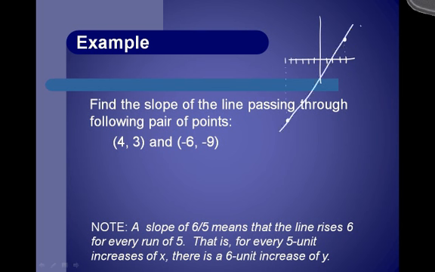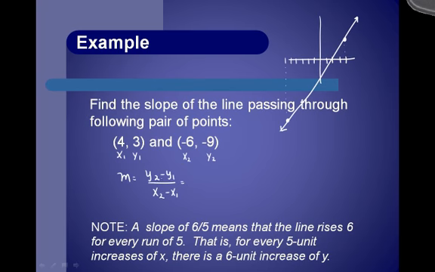You notice the line is actually going up from left to right, therefore we know we're going to have a positive slope. So if we go through and say x1, y1 and x2, y2, to find the slope, we're going to do y2 minus y1 over x2 minus x1.